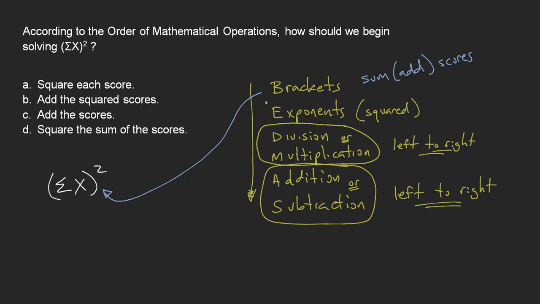After that, I then move on to the exponents. And so the exponents is the only thing that remains. So the brackets I started, because in the brackets I see that I have to sum or add. That's my very first thing that I deal with. So I'm going to add the scores. My answer here is C.